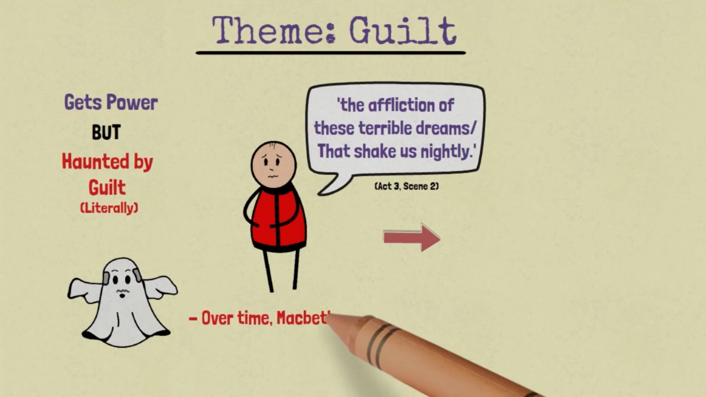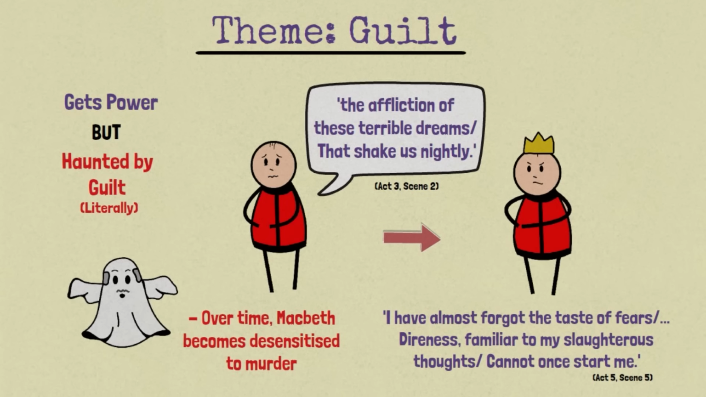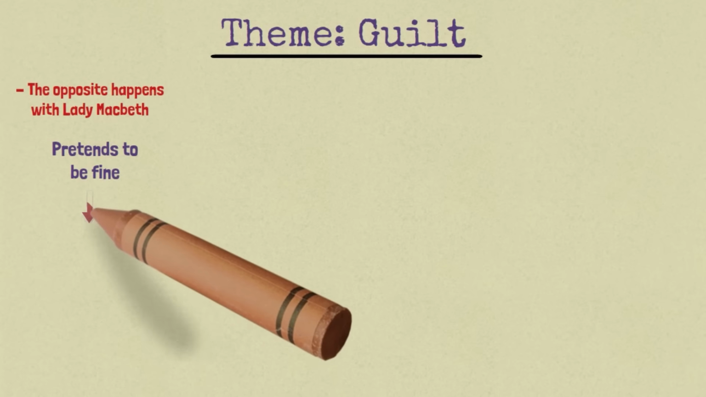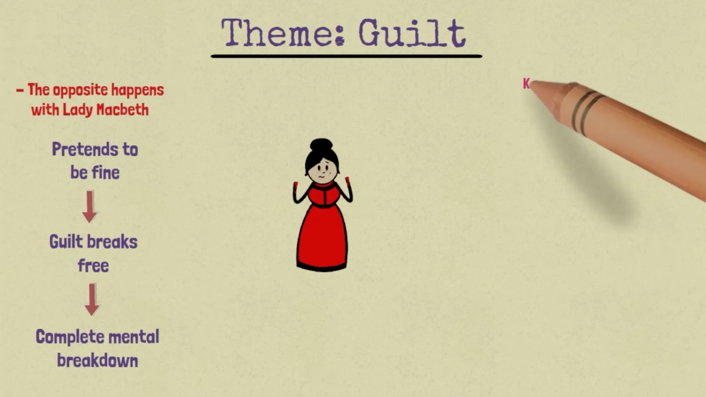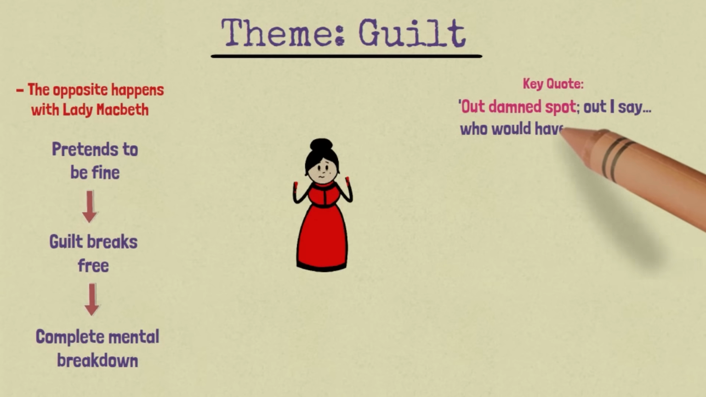But over time, Macbeth seems to become more desensitized as he continues to do terrible things to keep his throne. This contrasts what happens to Lady Macbeth, who puts on a convincing show for most of the play, and then has a complete breakdown at the end. Her guilt finally breaks free, and she finally gives us the first real look at her emotions in her sleepwalking scene. "Out, damned spot! Out, I say!